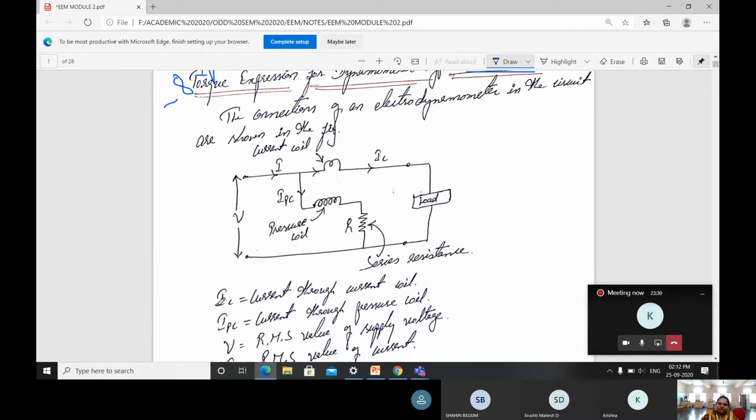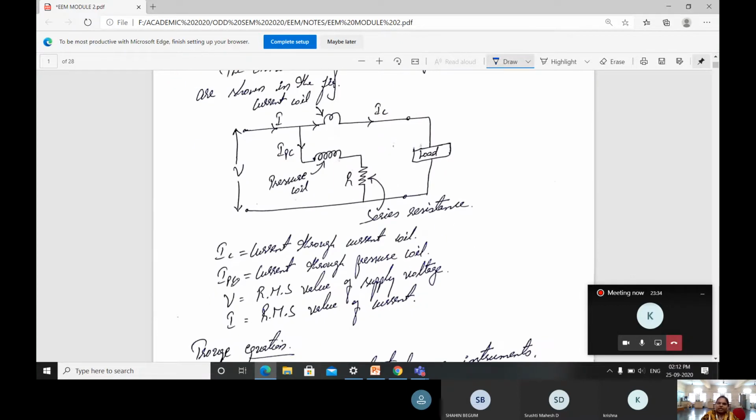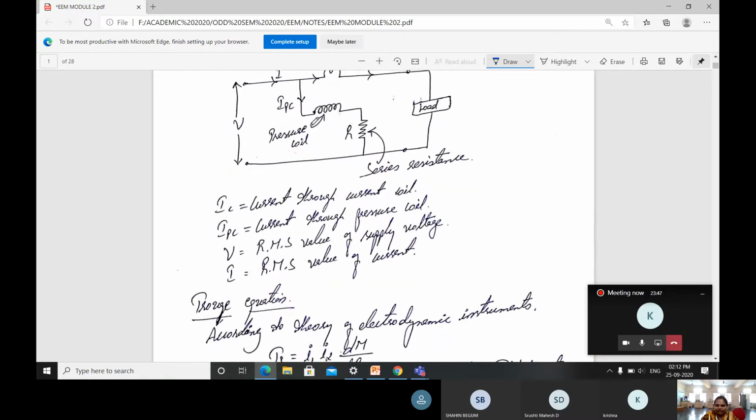In this, what is our IC? IC is nothing but the current through the current coil, and IPC is the current through the pressure coil, and capital V is the RMS value of the supply voltage. I is the RMS value of the current. The same thing is represented in the diagram.